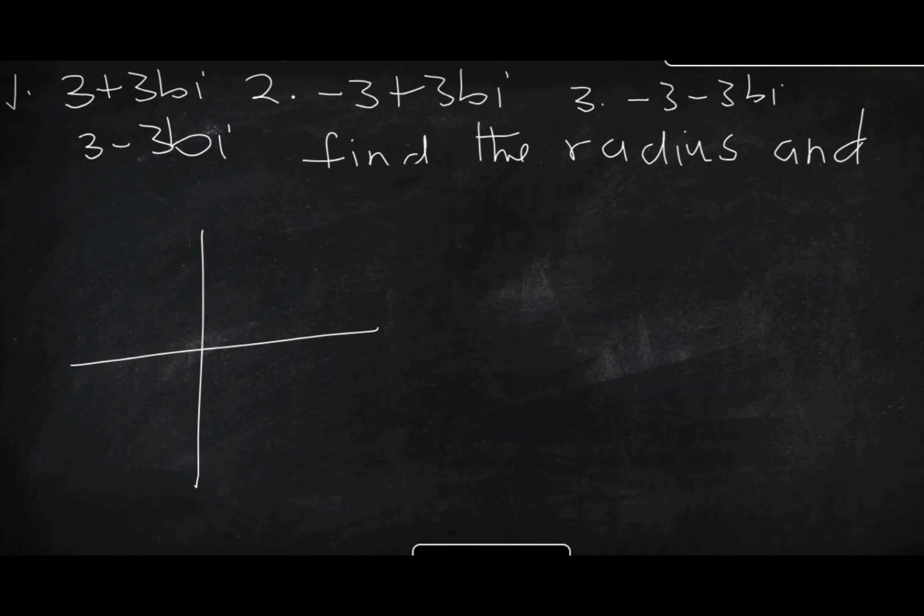In the third example, we can see that A is negative and B is also negative. So it lies in the third quadrant. We have our magnitude, which is our radius, as 3 root 2, and we have our angle to be 45 degrees. So we find the angle from here to the origin is 180 plus 45. That gives us 225.